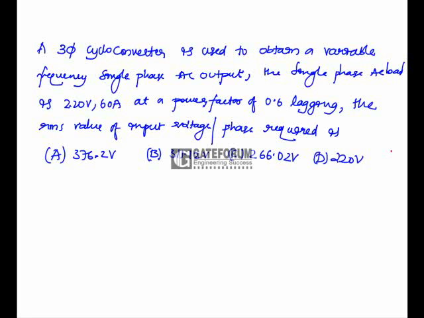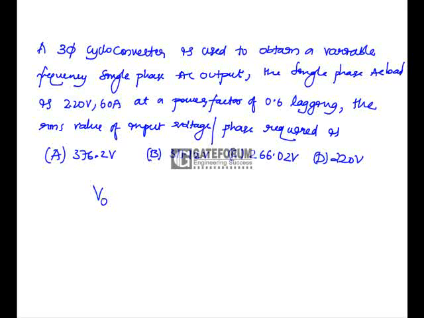Cycloconverter is used to obtain a variable frequency single phase AC output. That means it is converting three phase frequency to single phase AC output. The single phase AC load is 220 volts, 60 amperes at a power factor of 0.6 lagging. Now what is the RMS value required at the input side? He is asking for the RMS value of input voltage per phase.